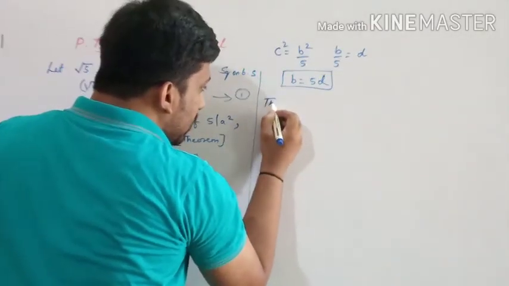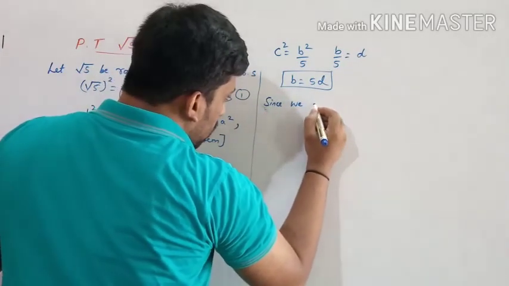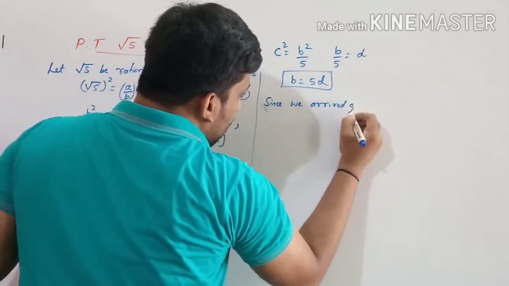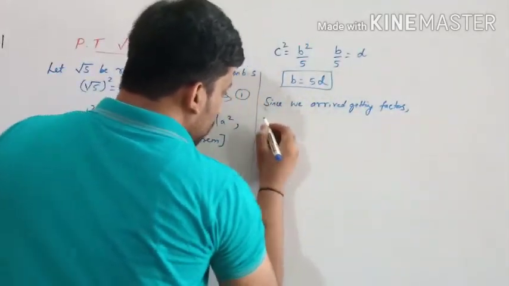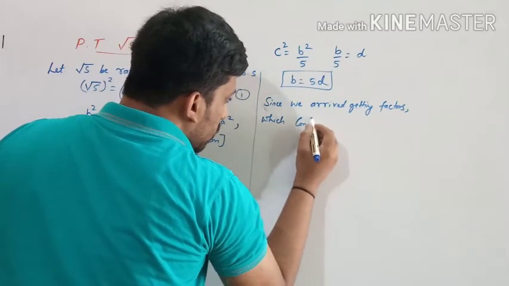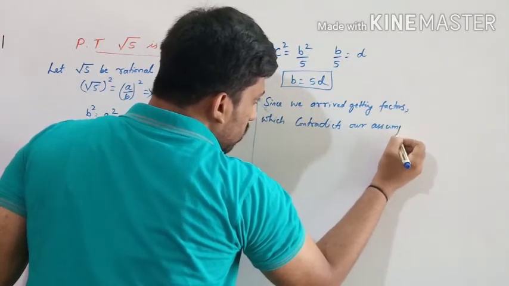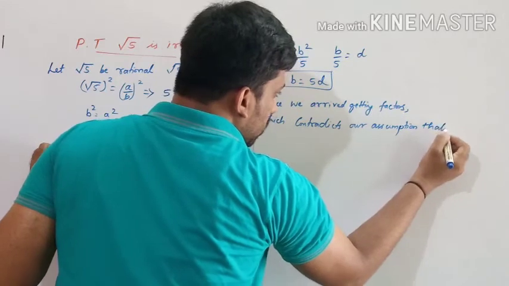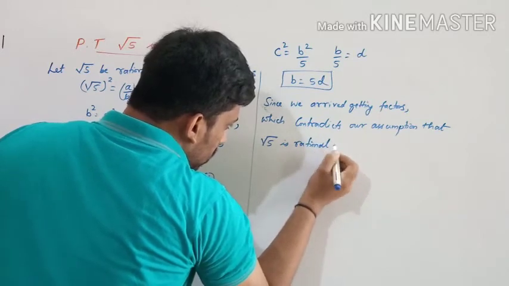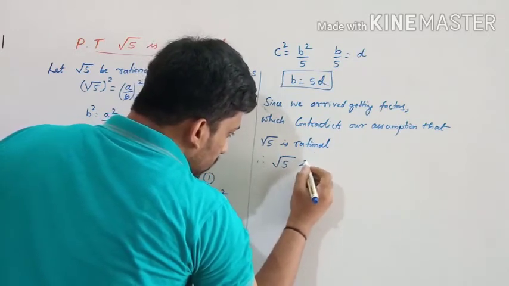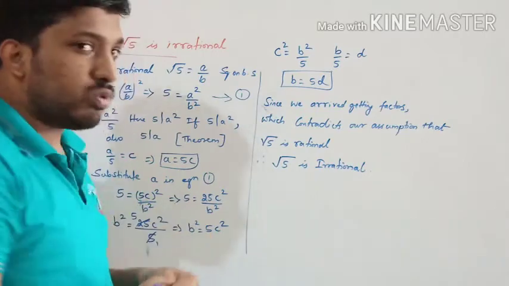So we are going to write this. Since we arrived at getting common factors, which contradicts our assumption that root 5 is rational, therefore root 5 is irrational. Hence we have proved root 5 is irrational.